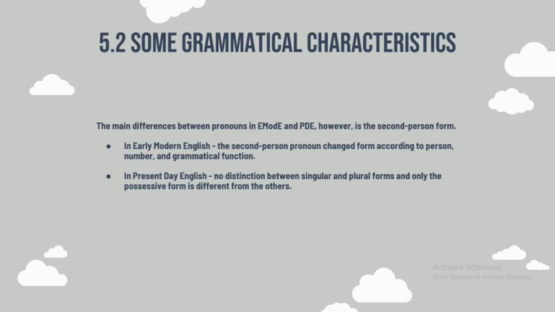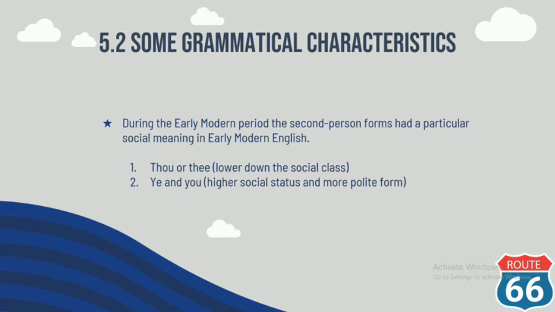The main differences between pronouns in early modern English and present-day English, however, are in the second person form. In early modern English, as in Middle English, the second person pronouns change form according to person, number, and grammatical function. For example, thou, thee, thine are singular forms, whereas ye, you, and yours are plural forms. In present-day Standard English, there is no distinction between singular and plural form, and only the possessive form is different from the others.